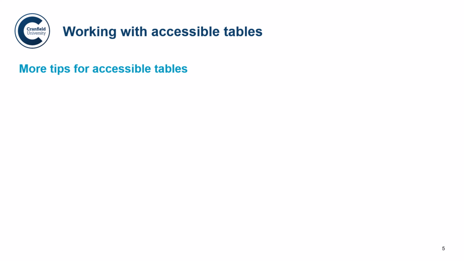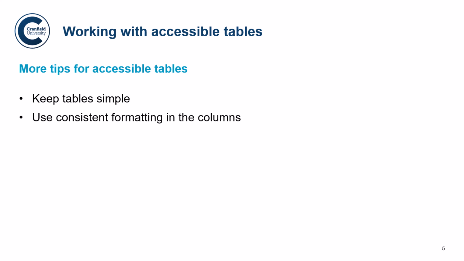A few more tips for accessible tables. Keep tables simple. If a table is becoming too complex, consider splitting it into multiple tables. Use consistent formatting within columns. Avoid leaving cells empty. Use NA or none instead so that screen readers don't skip over them confusingly.